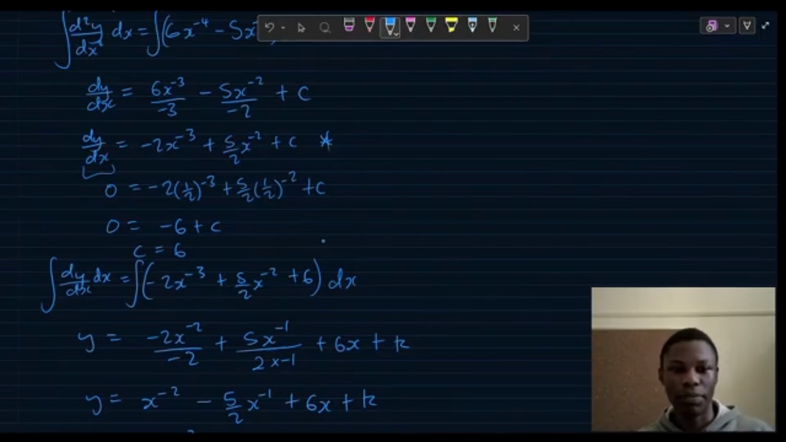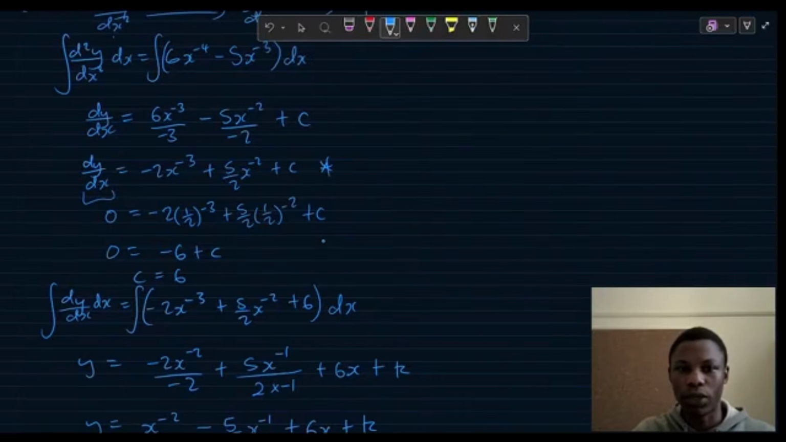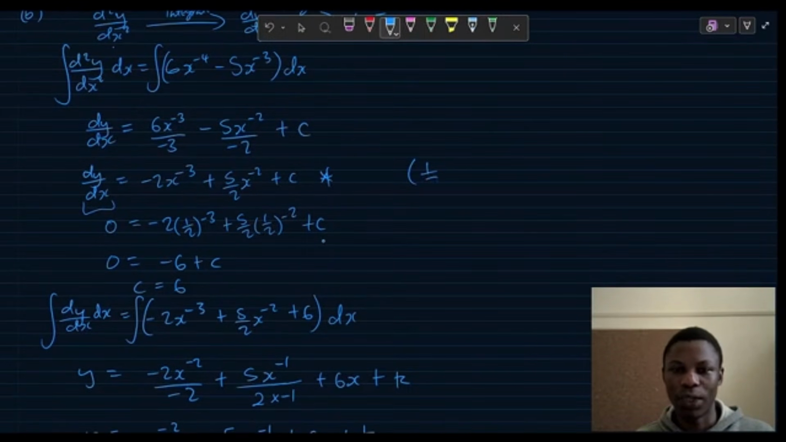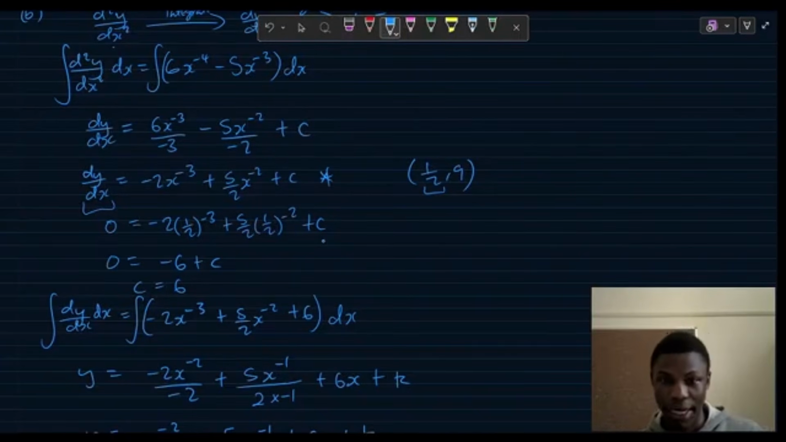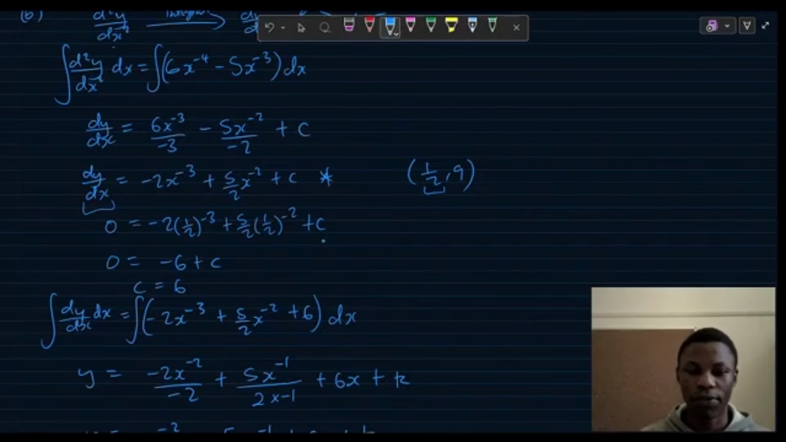That's the tricky part. But remember that at a stationary point, dy/dx is 0. So we know that we had our stationary point which had coordinates (1/2, 9). So we know that when x is 1/2, dy/dx is 0. And then use that, get your c, integrate again, and then use the same point, but now using x and y coordinates to get your other constant of integration. And then, yeah, you get your equation of the curve. Not too difficult, just be careful to not make any silly mistakes.